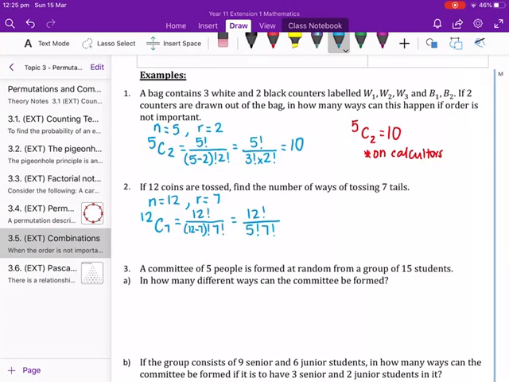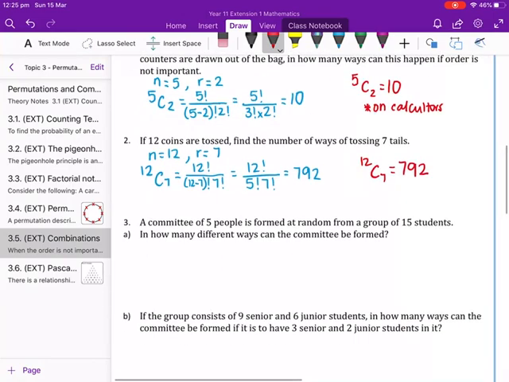So when we put this into our calculator, like so, we get the answer of 792. If we were to just put 12C7 onto our calculator by hitting Shift divide, we get the same answer of 792. So you don't always need to use this notation here.